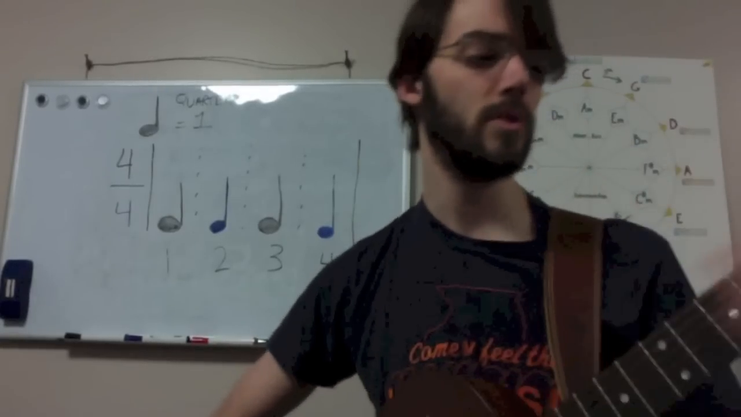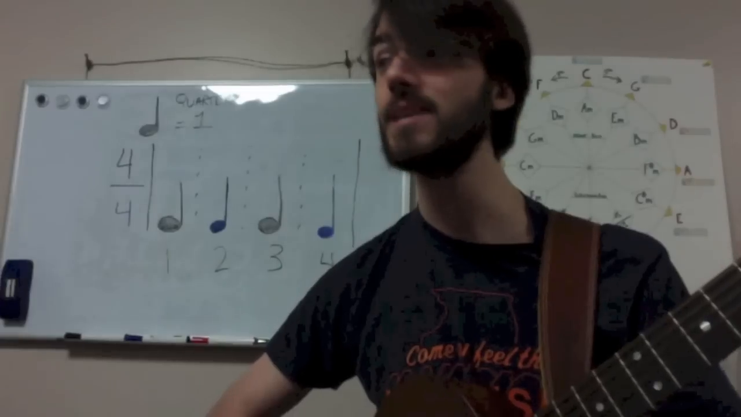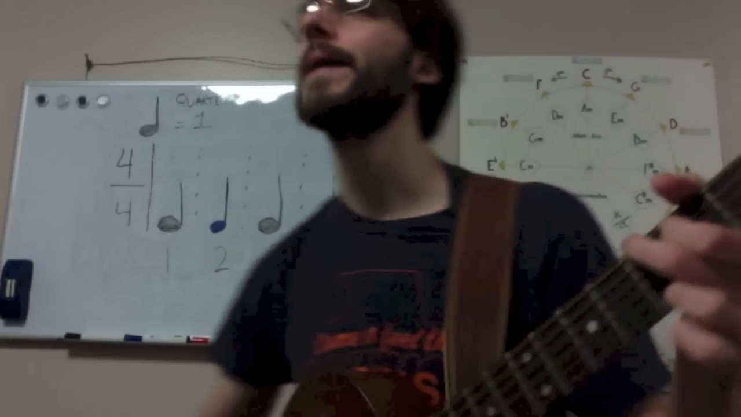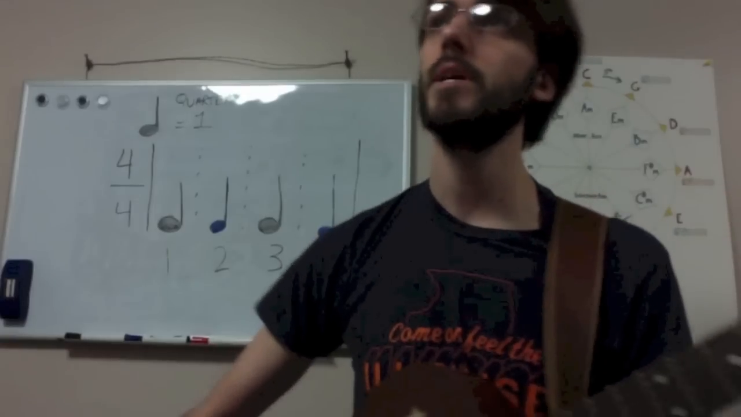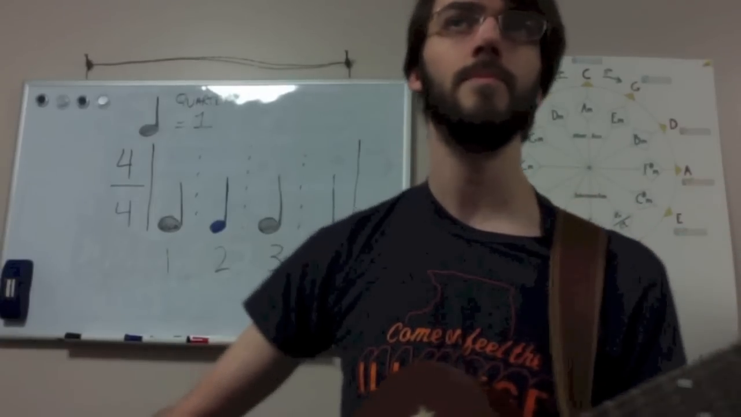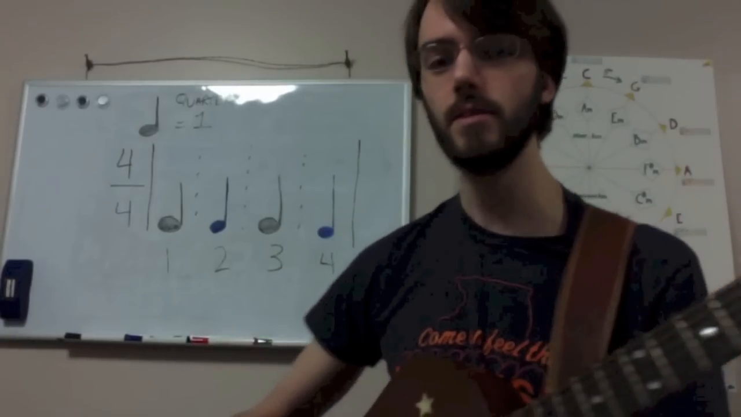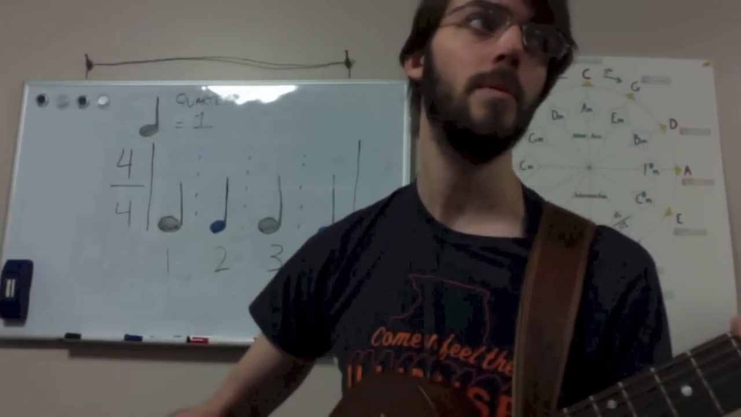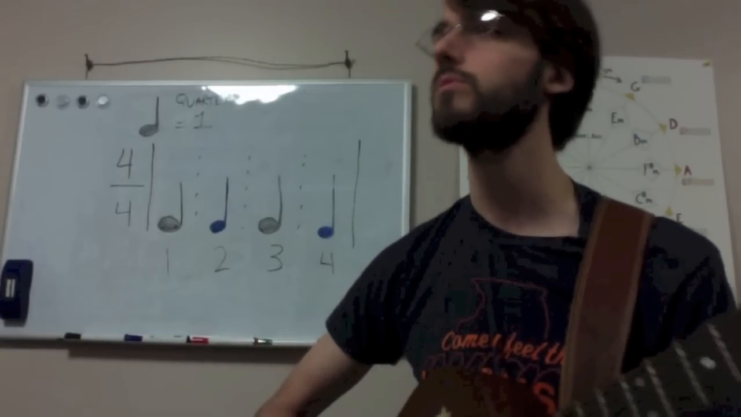All right, let's do this one with a chord just to spice things up. We'll do G. All right, so there's our pulse, there's our beat. Take a moment, just feel it. I'm going to count us in, then I'm going to play quarter notes. What that means, I'm going to strum once per beat. One, two, three, four.